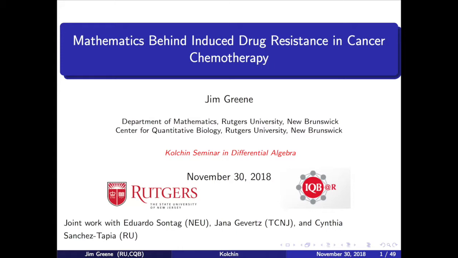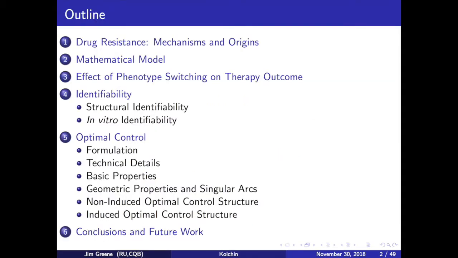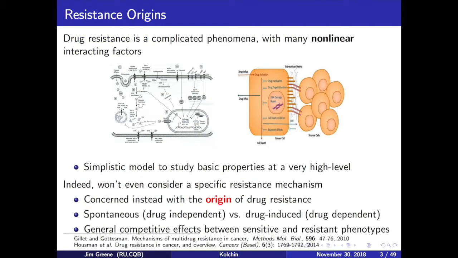Okay, so I want to talk about the mathematics behind induced drug resistance in cancer chemotherapy. Really what we're trying to study is not the mechanism by which cells become resistant. There are lots of mechanisms by which cells can become resistant, but we're interested more in how does this resistance originate? That's what I'll talk about. This is just an outline, but I'm not sure I'll get to all of it. I might skip over some stuff, but we can talk about a lot of it later.